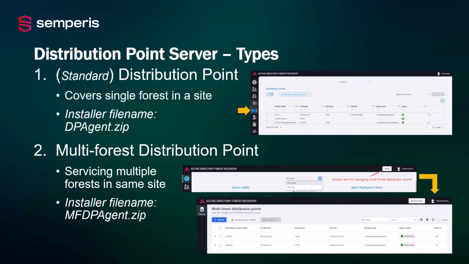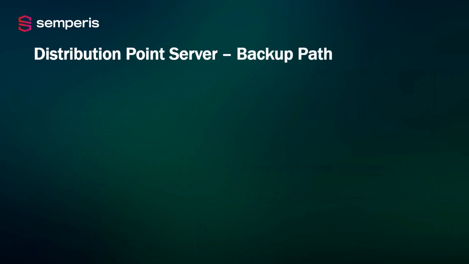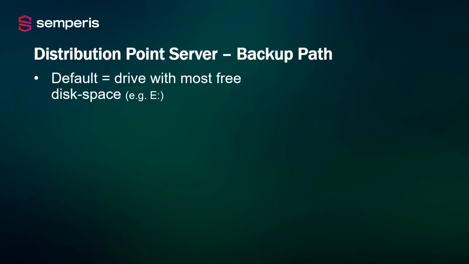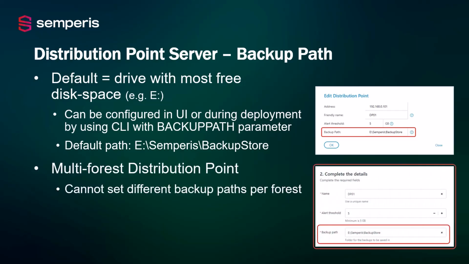First, keep in mind that to use multi-forest distribution points, you must explicitly enable this functionality for the target forest. Now let's discuss the backup storage location, which is fully configurable. By default, when the distribution point agent is installed, it will automatically find the drive with the most free disk space and create a Semperis backup store subfolder to hold the backups. However, if you need to change this path, you have two options. You can either adjust it in the UI after deployment, or you can specify a custom path during a manual installation using the msiexec command.